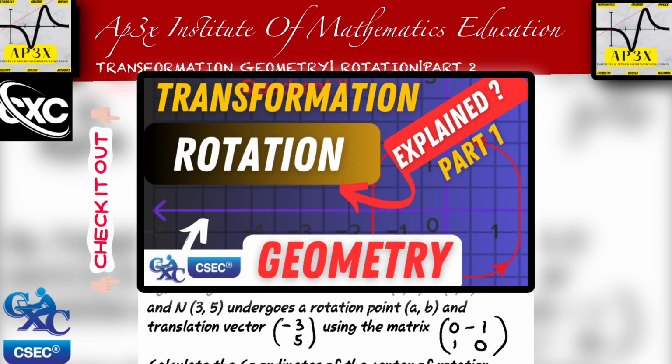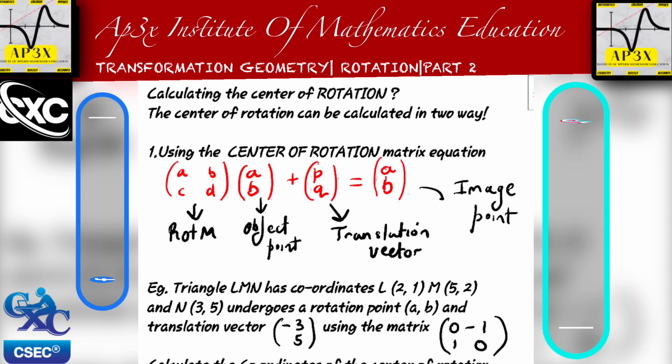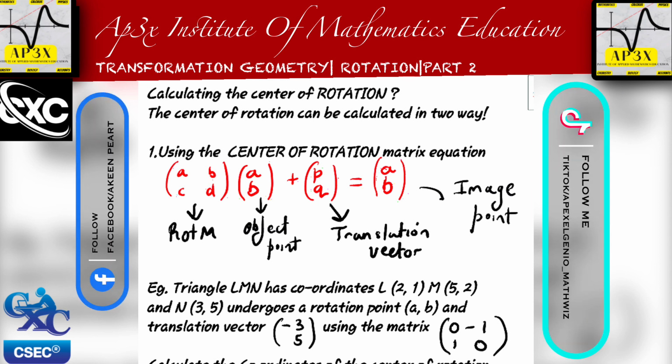Of course, in part 1 of that previous upload we had looked at the fundamental aspects of rotation. That is, of course, what is a rotation, the direction of a rotation, the angle of a rotation. We also dived into the rotation matrix, how to find the rotation matrix and how to use matrices to map an object onto its image.